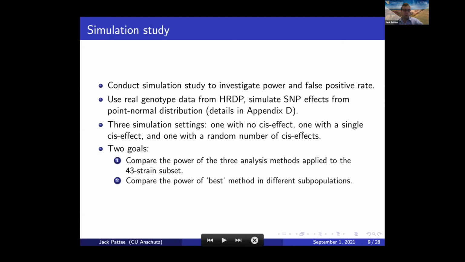So we have 2 goals in this simulation. Firstly, we want to compare the power of the 3 feasible analysis methods, right? All of those 3 excluding the linear model, applied to the 43 strain subset. And then we want to compare the power of the best method for the different subpopulations. So the different subpopulations, again, are those 3 component pieces of the HRDP. And we have genotype data for all of those strains, but not the gene expression data. So we can simulate data for the full HRDP and look at power in the full data.